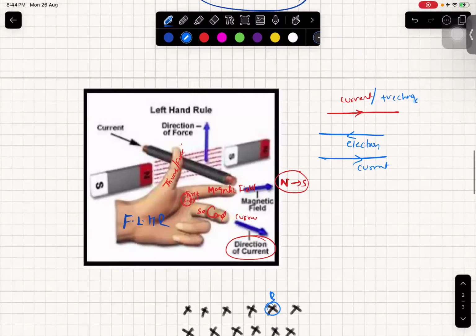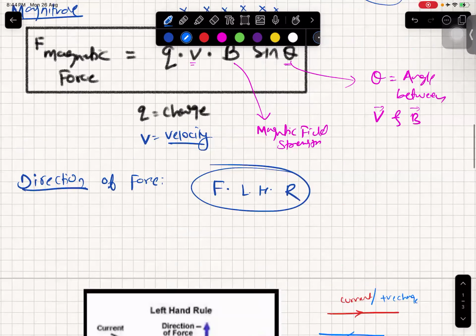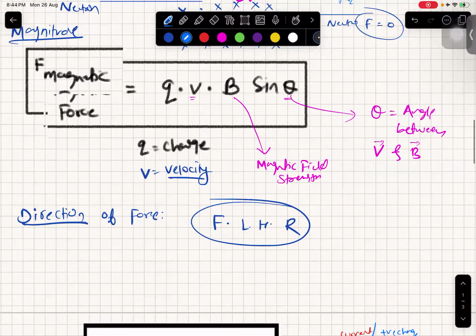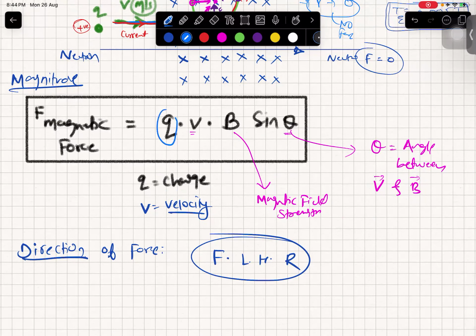Okay. Now, hear me out, Aryan. If I switch the charge, the force gets reversed, right? Opposite. Okay.